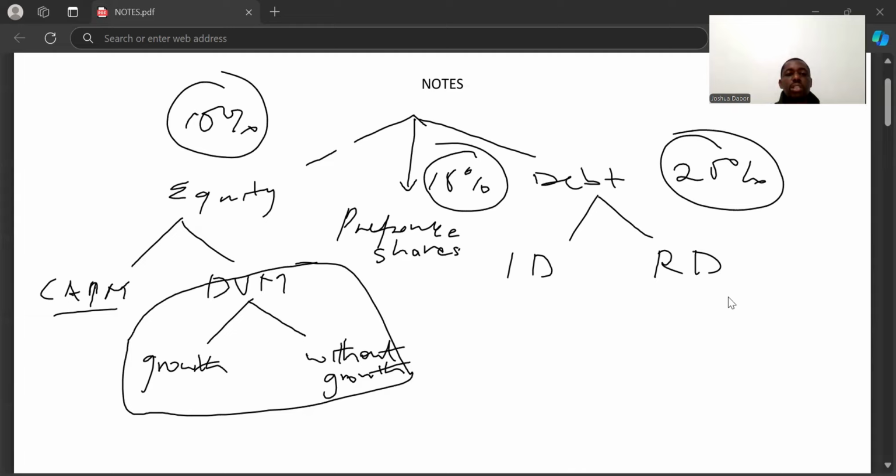So you want to take the weight of the cost of equity, the weight of the cost of preference shares, and the weight of the cost of debt. And the weighted average cost of capital is just like an average of these three sources of financing a company. But in this class, we'll be looking at the capital asset pricing model. What is the capital asset pricing model all about?